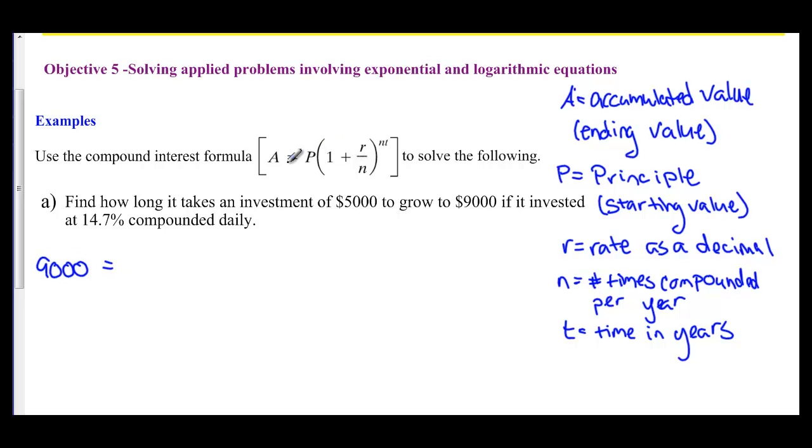Our principal, our initial amount, was $5,000, and that's going to be the initial amount you've invested, or if you're taking out a loan, the initial amount of the loan. And then we have 1 plus our rate of 14.7%. We're going to write it as a decimal, so 0.147 over, and then compounded daily, there's going to be 365 days in a year, and that's going to be to the power of the n, so that's 365 times t. And it's asking us to solve for t. We want to find out how long.